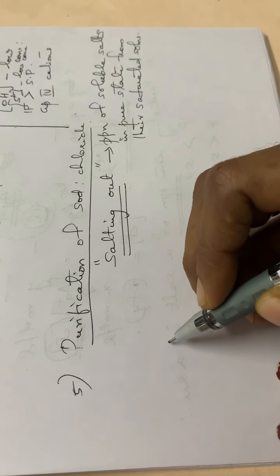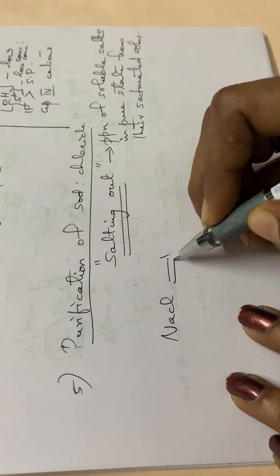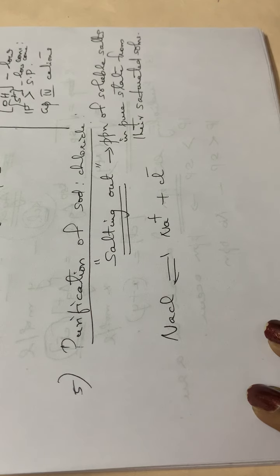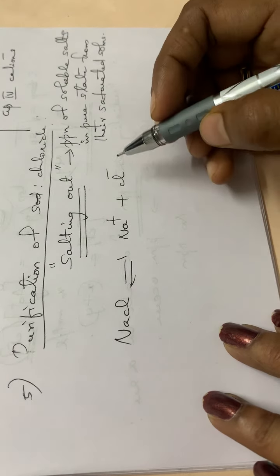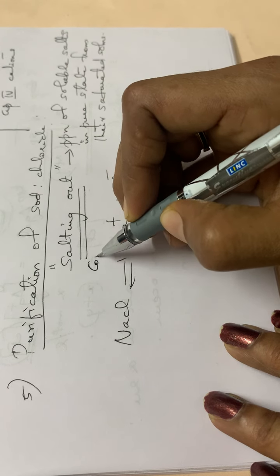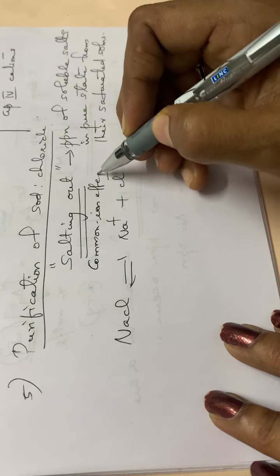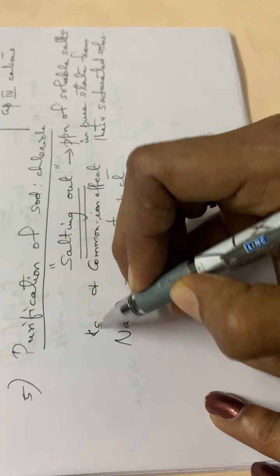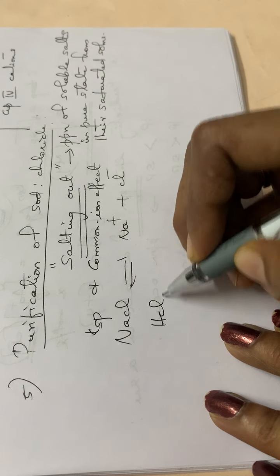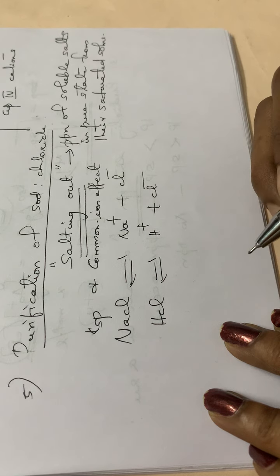Suppose a saturated solution of sodium chloride in water. The equilibrium will be like this: NaCl ionizes to give Na plus and Cl minus. Here we are using two phenomena, the common ion effect and solubility product, KSP. To this solution we are passing HCl gas. HCl gas will be ionizing as H plus and Cl minus.